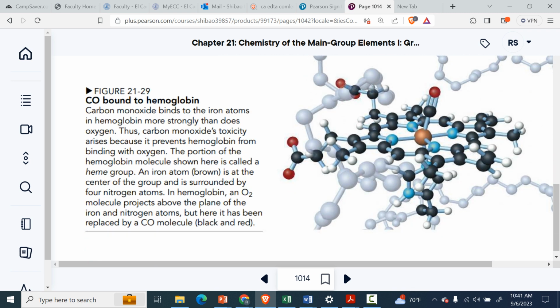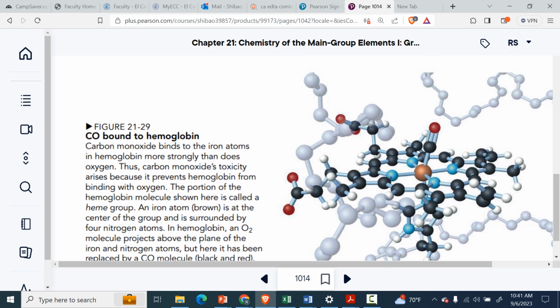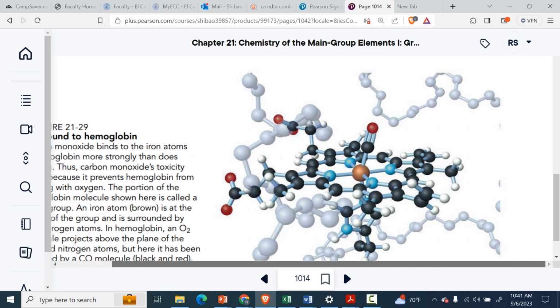This is hemoglobin. Well, this is part of hemoglobin here. Do you see in the center here this brown one? This brown one is iron 2 stuck in the center. It's got a coordination number 6 in this distorted octahedral configuration. Do you see this top ligand? It's black and red. Do you know what black and red is? Carbon and oxygen. Do you know what this molecule is?